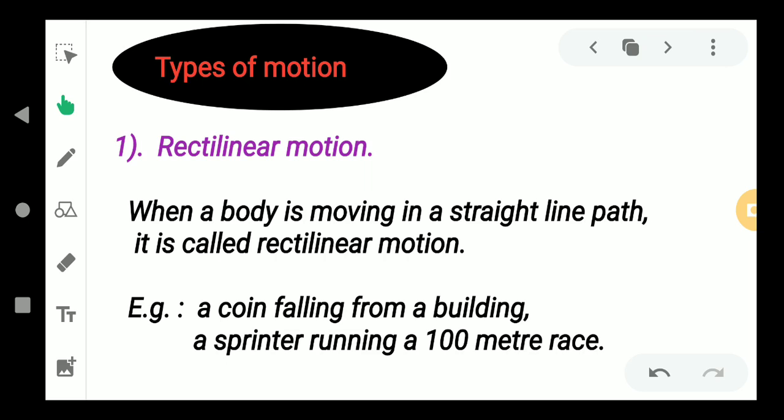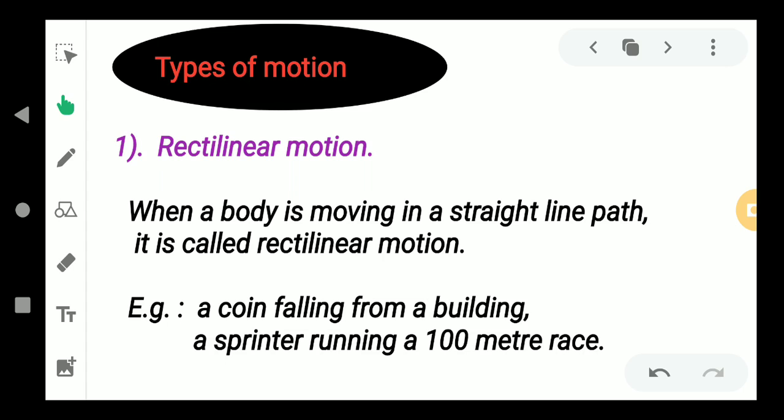Now let's see the types of motion. We are going to discuss mainly three types of motion. First one is rectilinear motion. Rectilinear, in the term itself, it is linear motion. Linear means in a straight line. When a body is moving in a straight line path, it is called rectilinear motion.